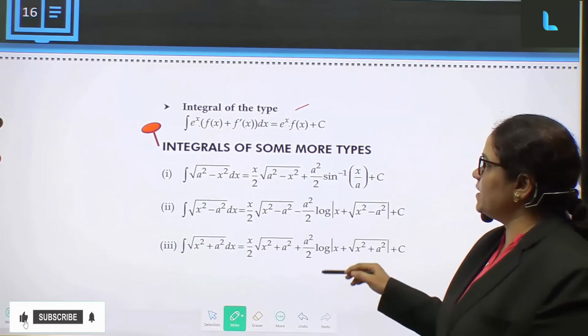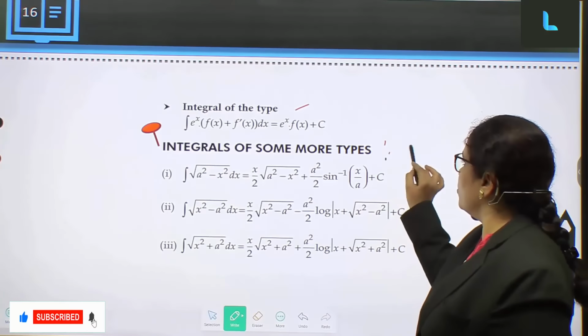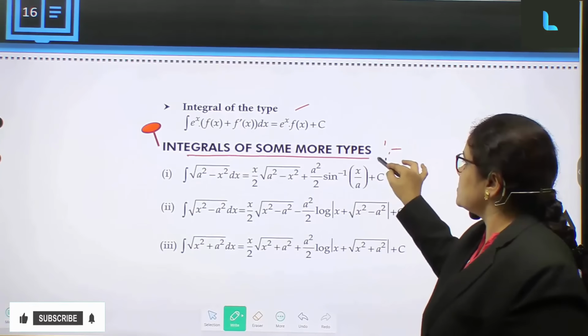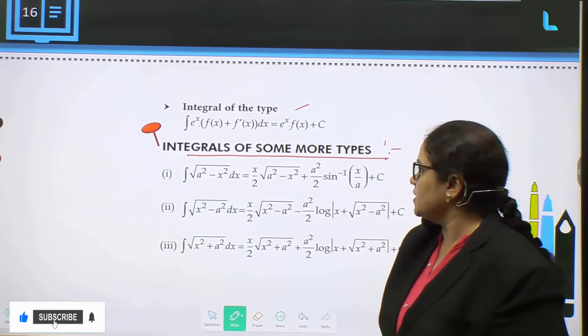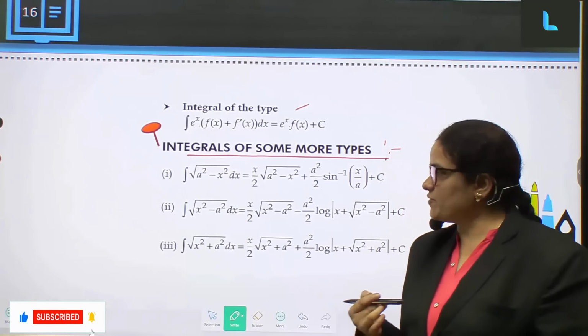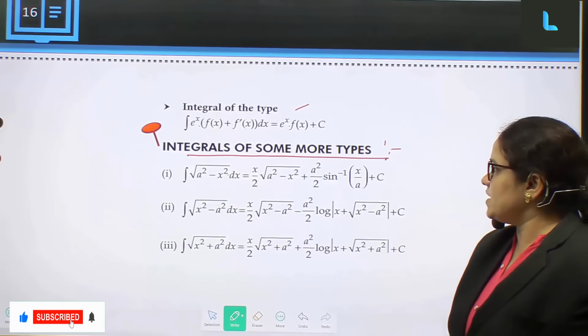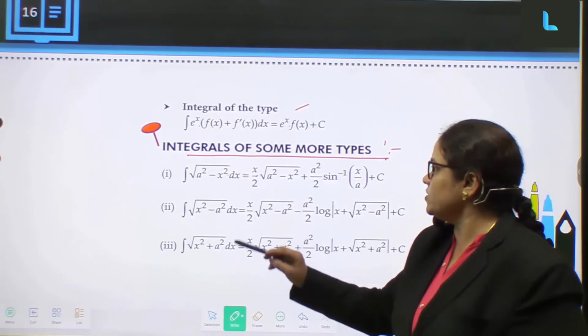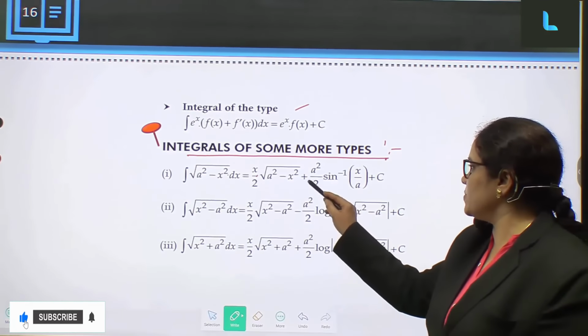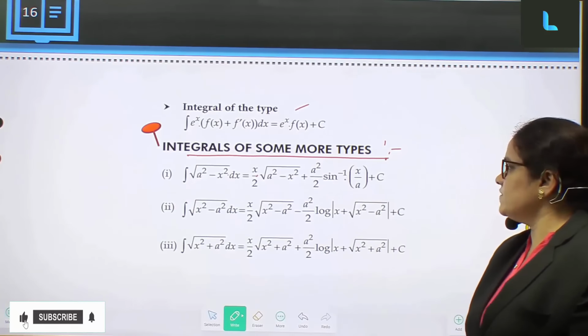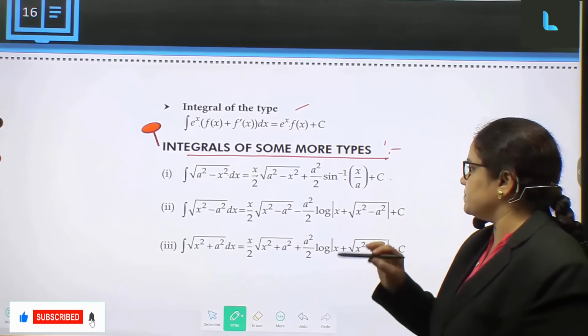Next, integrals of some more types. Let's see some more types of integrals. Integral square root a square minus x square dx value is x by 2 into square root a square minus x square plus a square by 2 sine inverse of x by a plus c.